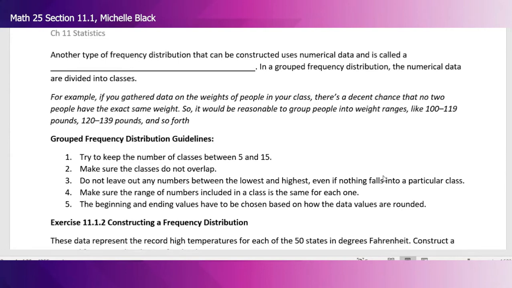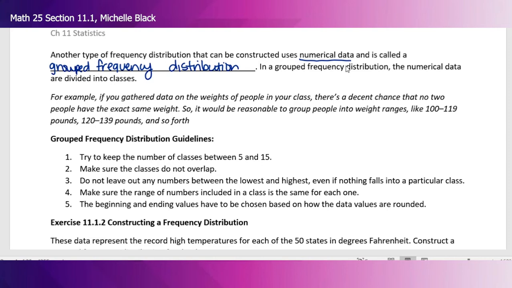Another type of frequency distribution that can be constructed uses numerical data, and it's called a grouped frequency distribution. So again, this one uses numerical data, unlike the last one that used categorical, so some sort of a characteristic, like what kind of entertainment do you like to watch? Or maybe it's something about like hair color. Those would be categorical. Numerical means we're using numbers, and this perchance could have like a range of numbers.